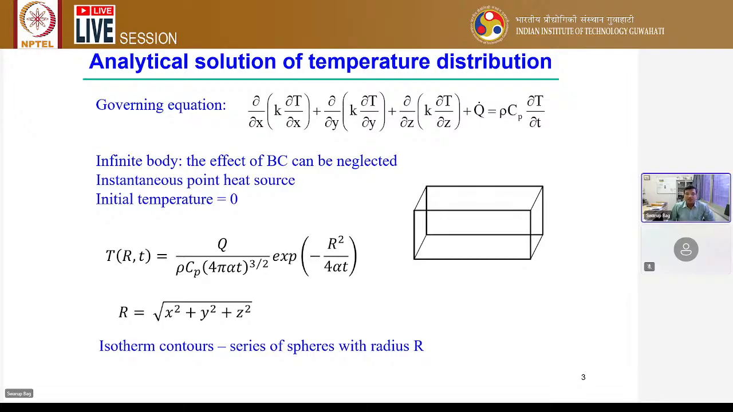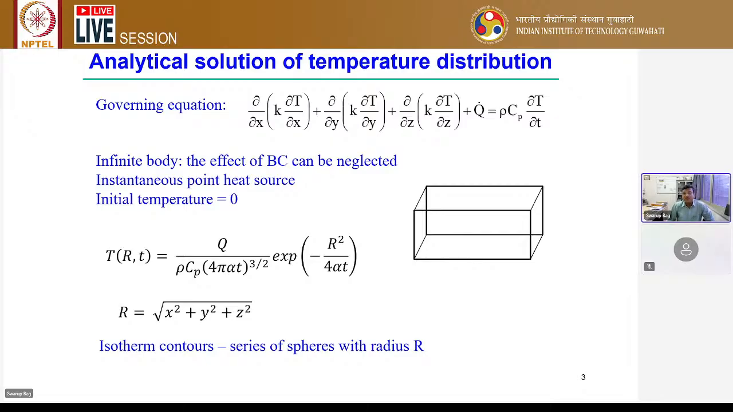Here, alpha is the thermal diffusivity. It's the ratio of thermal conductivity to rho and C, that means the multiplication of the density and the specific heat. Q is the applied heat energy to the domain, and the other properties, rho, density, and Cp, specific heat, are defined. R is the radial distance, so R can be represented as the square root of x square plus y square plus z square. And this is the solution, measured with respect to the origin.